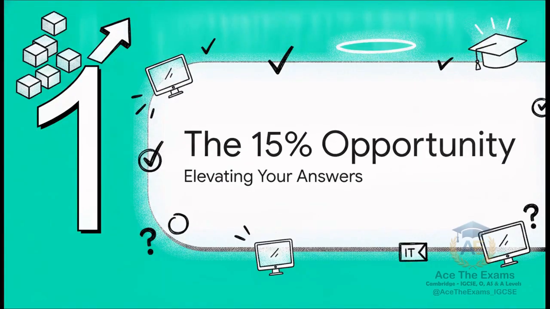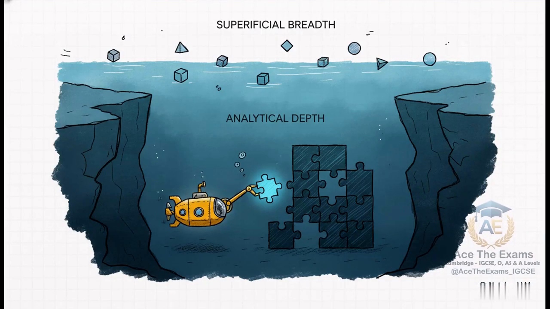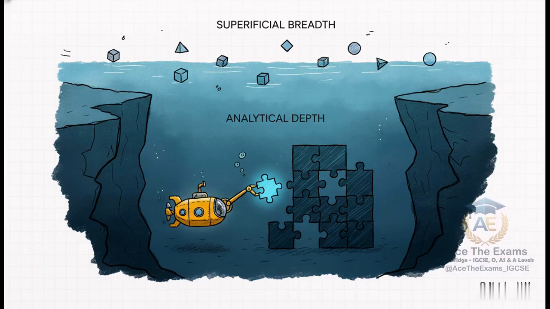Section 1. The 15% opportunity, elevating your answers. The syllabus emphatically highlights a very clear distinction. Top-performing students do not just memorize isolated facts. This is exactly where our student Alex goes wrong.